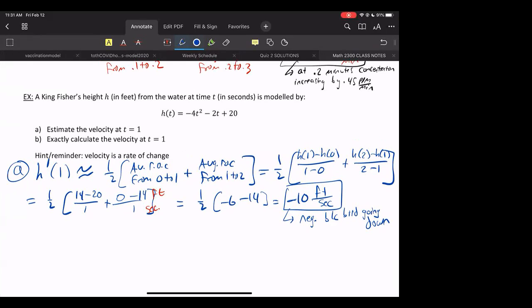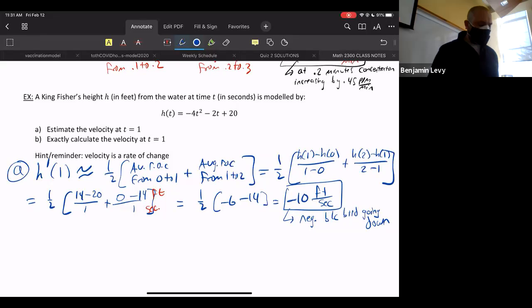Can you repeat that, please? Sure. So we were estimating the average velocity on this one. And so we were looking a little bit before the point we cared about and a little after the point we cared about. So we care about the point t equals 1. So that's why we looked at from 0 to 1 and then from 1 to 2.